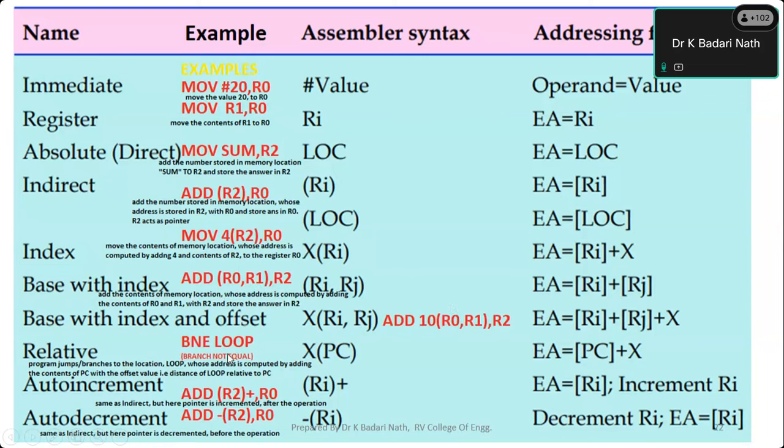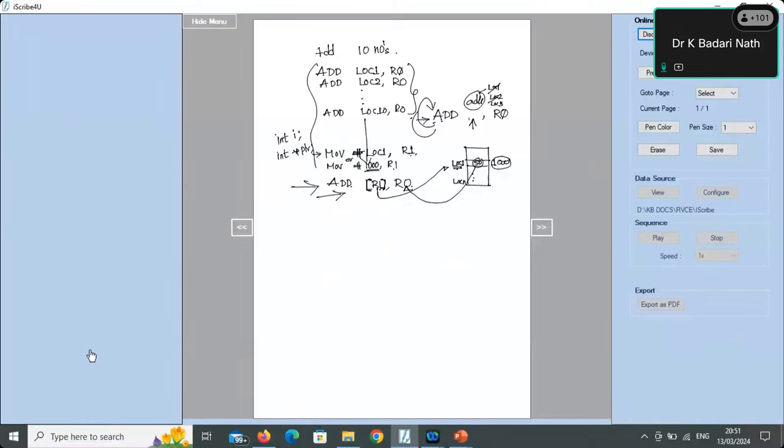Next, branch any loop. What is the meaning of this instruction? This is called relative addressing. It requires some concept. I'll just go back there and explain.